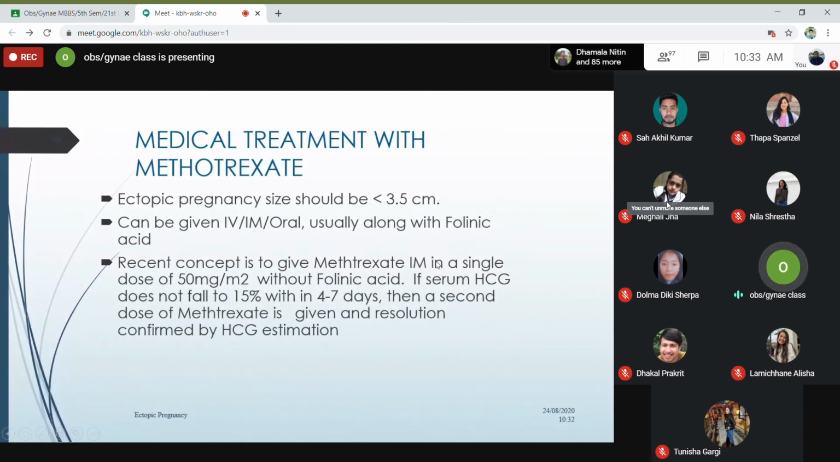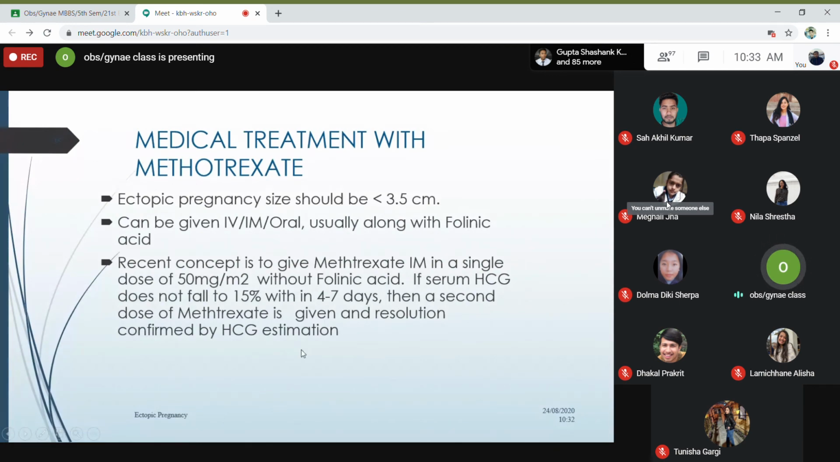So methotrexate is given IM in a single dose of 50 mg per meter square without folinic acid, and serum beta HCG is again sent, okay, on day 4 to 7. If in the second serum beta HCG you do not see a fall of more than 15%, then a second dose of methotrexate is given. Okay, and then we keep the patient in the ward. Obviously, she's admitted, she's not sent home.